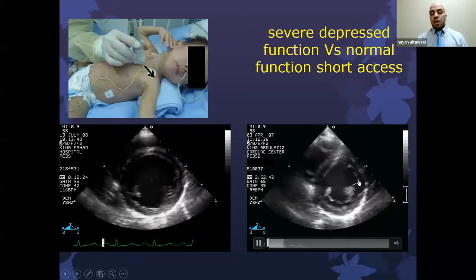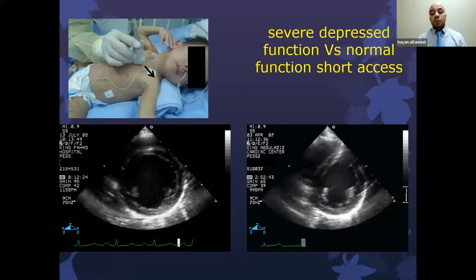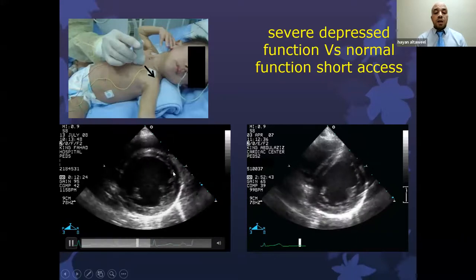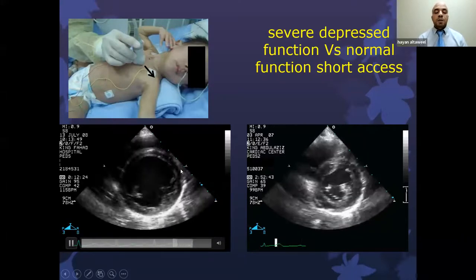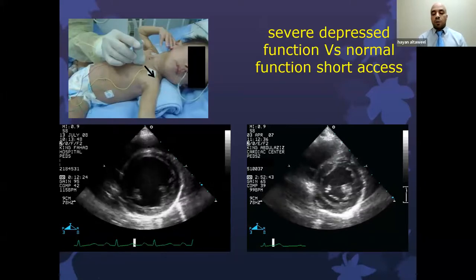This patient on the right side, if he's hemodynamically not stable, I think he can tolerate more fluid rather than going higher with the inotropes. While the patient on the left side, I think more inotropes will improve the hemodynamics of this patient rather than giving more fluid.